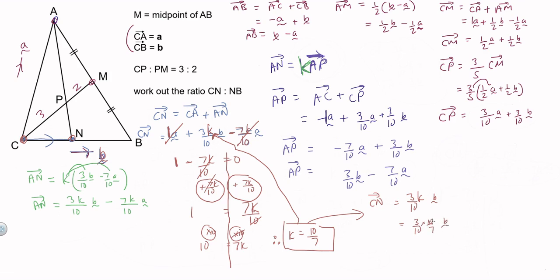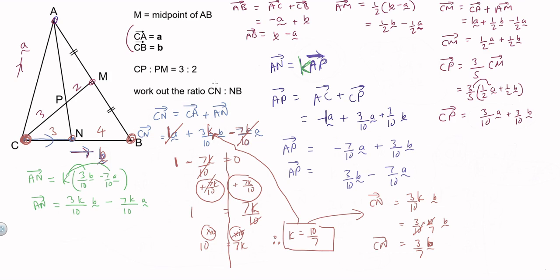That means over here there's a 10 on the numerator, 10 on the denominator. These all cancel out. You're left with CN is 3/7 of b. Remember, b by itself is all the way from C to B. That's all of just 1b. And CN is 3/7 of that 1b. So really, from C to N is 3 parts, and N to B is the remaining parts, 4. So 3 parts of CN and 4 parts of NB.